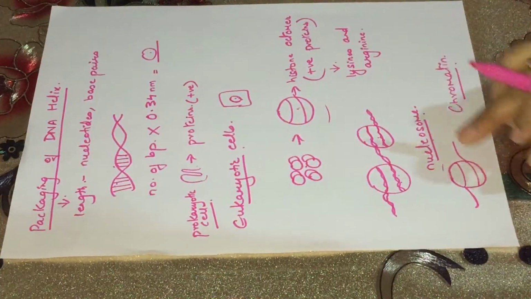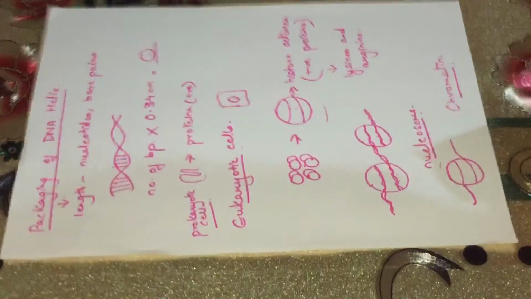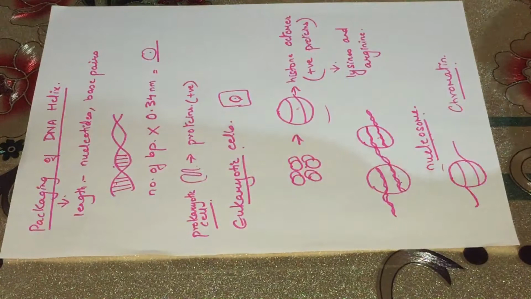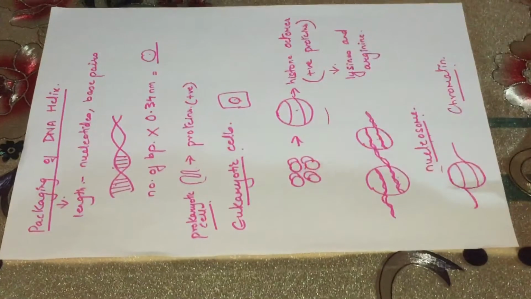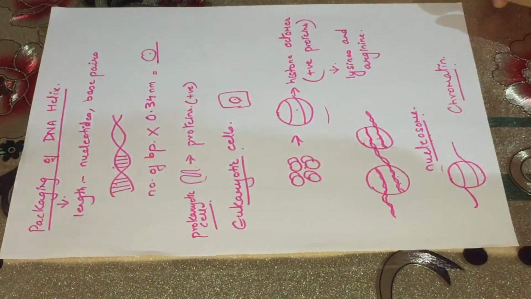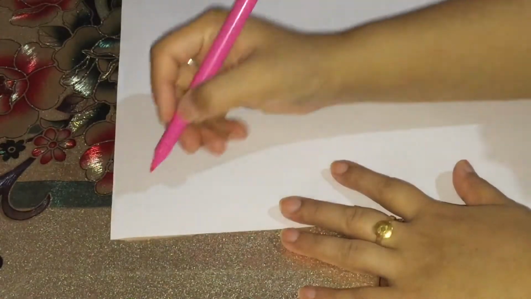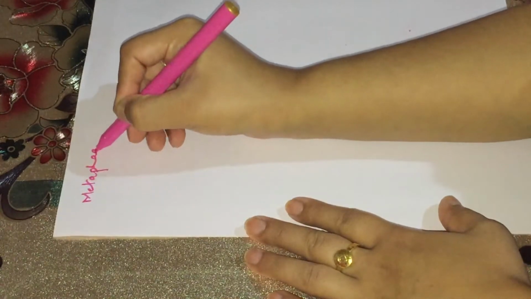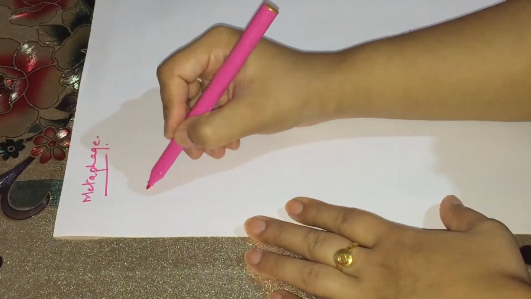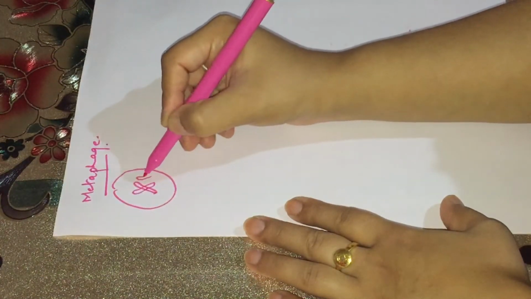Now this chromatin beads on a string structure, they are further condensed. In class 11 there is a topic called cell cycle and cell division. In that chapter, I'm sure you have come across all the stages of cell division, the cell cycle. There is one stage called the metaphase stage, where the chromosomes come to lie at the center of the cell.